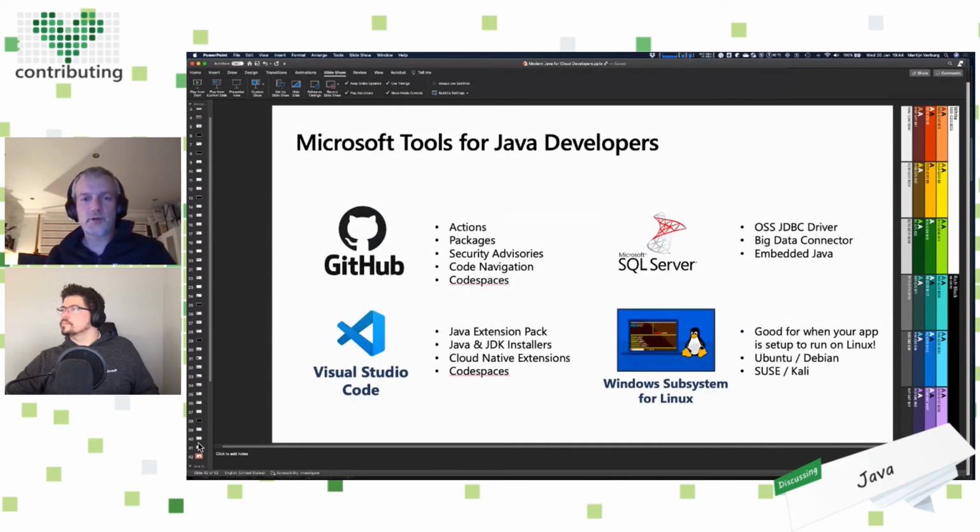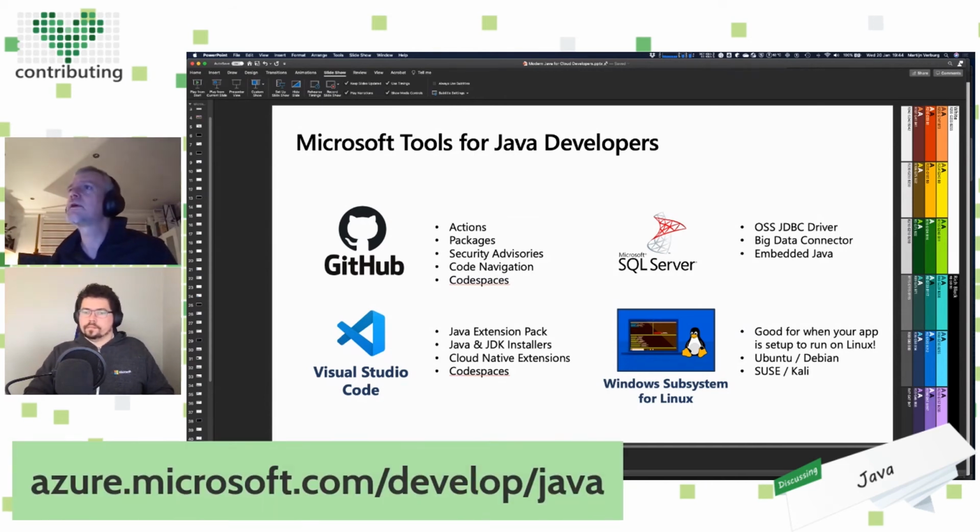We have lots of tools at Microsoft for Java developers. So obviously we're here at GitHub, so you can now use GitHub Actions to go and fire off all of your Java CI/CD pipelines. Visual Studio Code I mentioned before. And yeah, most Java developers work on Linux, right? Well, you can now use Windows Subsystem for Linux and run all of your familiar Java tooling there, should you wish.